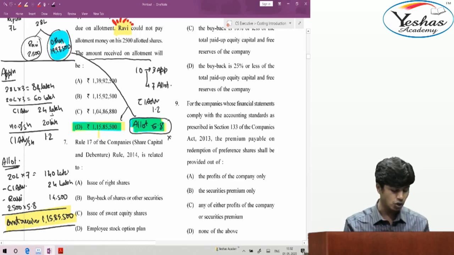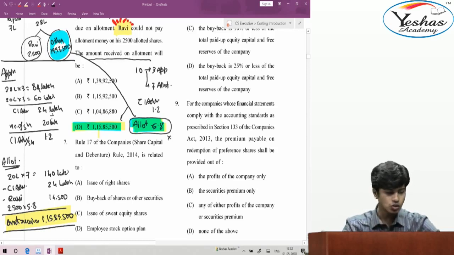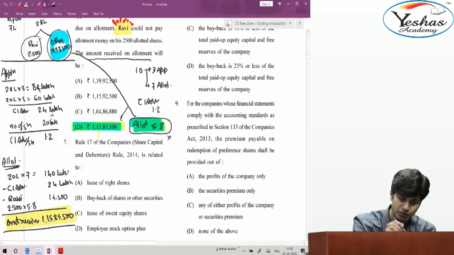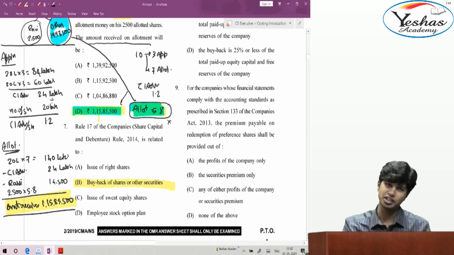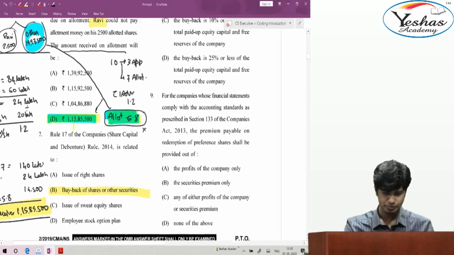Question number 7 is also from the share capital chapter. It talks about a rule given under the Companies Rules 2014. So rule number 17, what does it talk about? Rule number 17 talks about buyback of shares and other securities. We discussed this during our share capital chapter. Buyback of shares and other securities is spoken about in rule number 17 of the Companies Rules 2014.